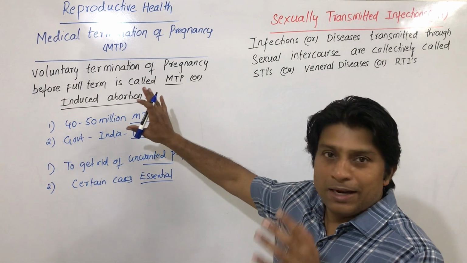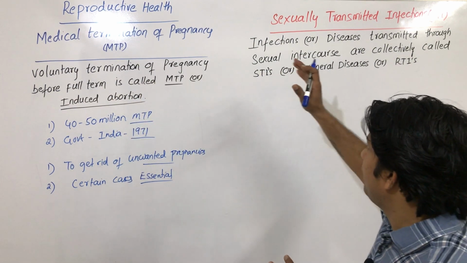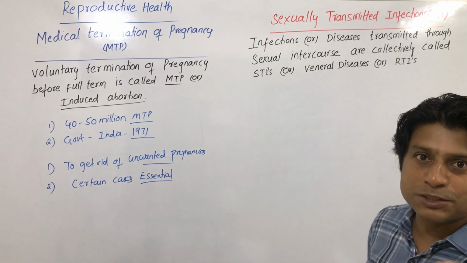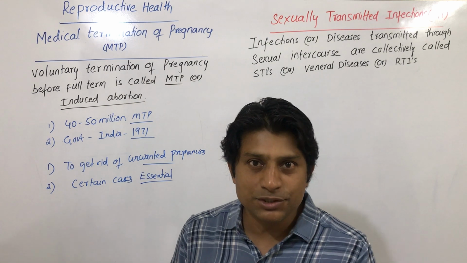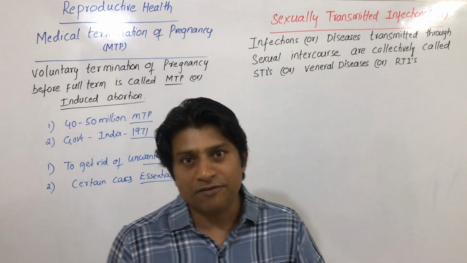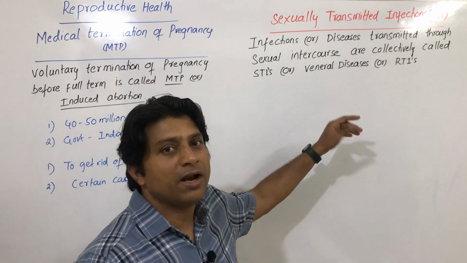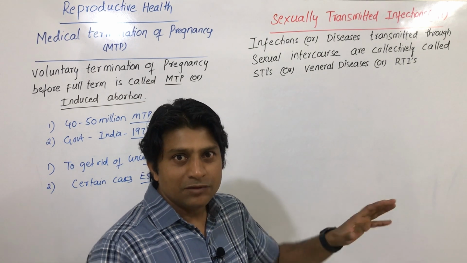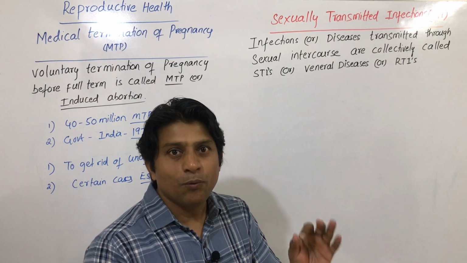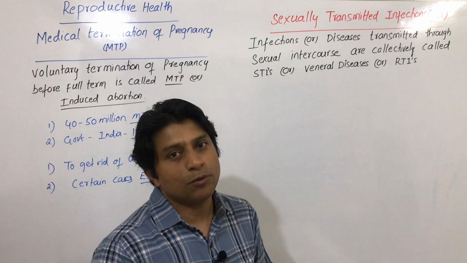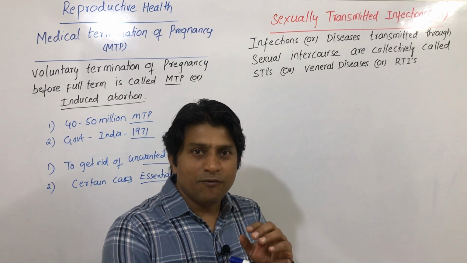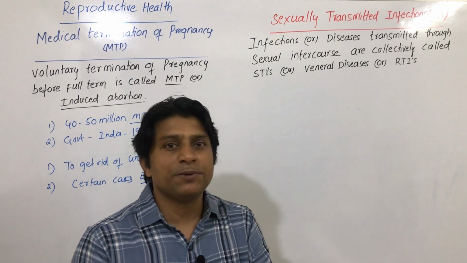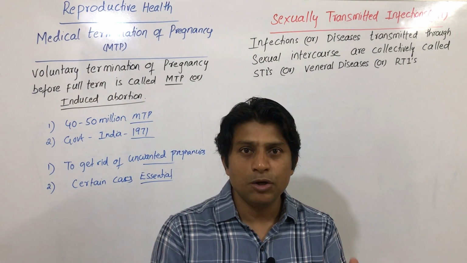Now, along with this topic, we go with another interesting topic, that is sexually transmitted infections or diseases. We call them reproductive tract infections, or we call them venereal diseases. What are these? These are nothing but the diseases which can be transmitted through sexual intercourse. So there are a variety of diseases which are transmitted by bacteria, virus, or protozoans.